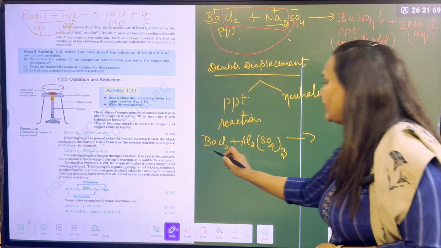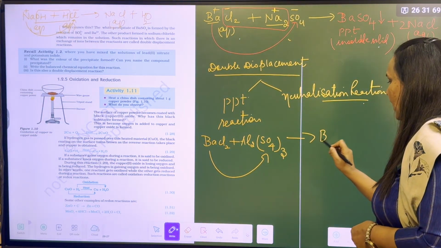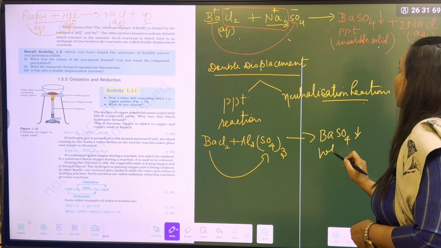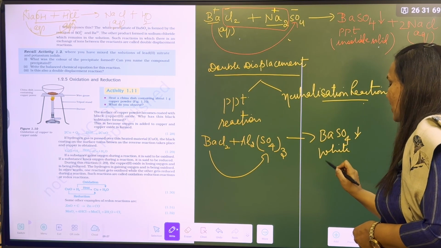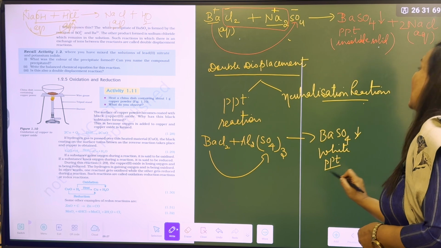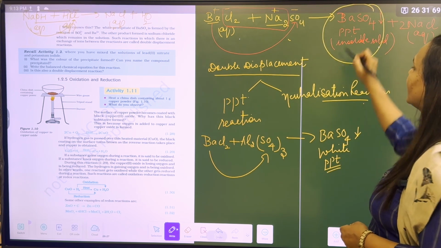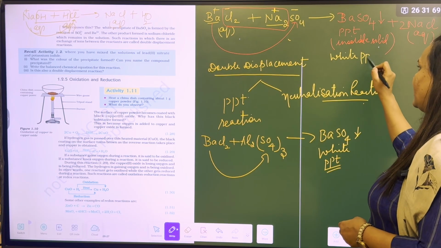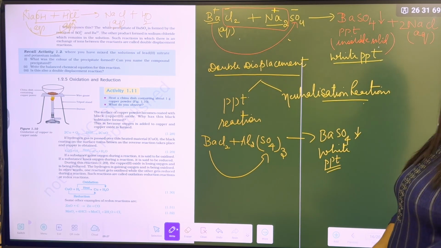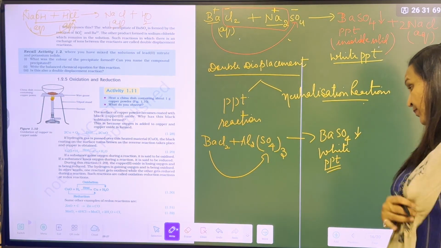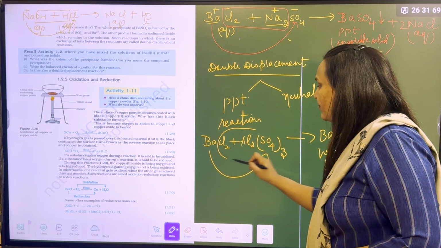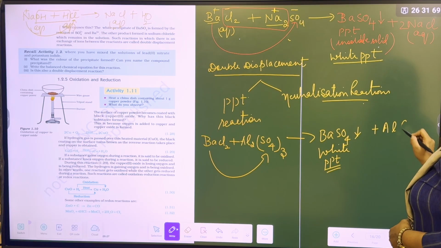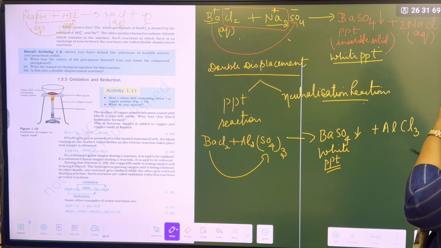So how will it combine? Barium sulfate, and please remember barium sulfate is always which color precipitate? White color precipitate. Yes, here we should also mention the color. In the last, I will give you all the colors in a separate table so that you can revise their colors every day. Plus, what will form here? AlCl3, because aluminium has a valency 3.